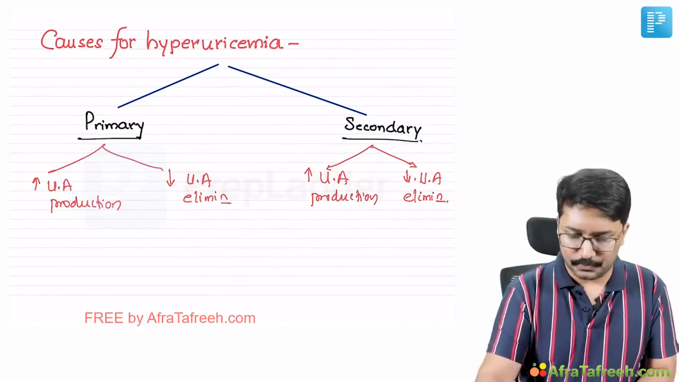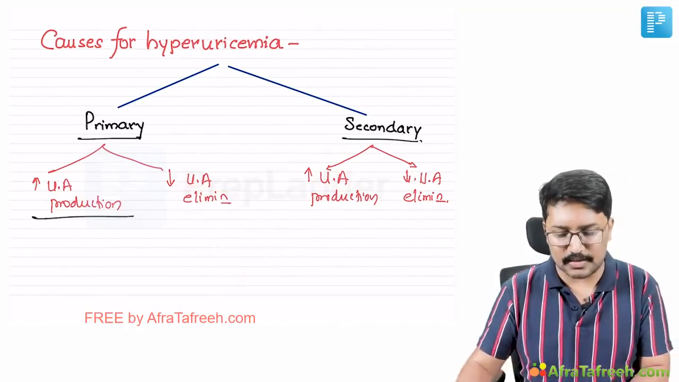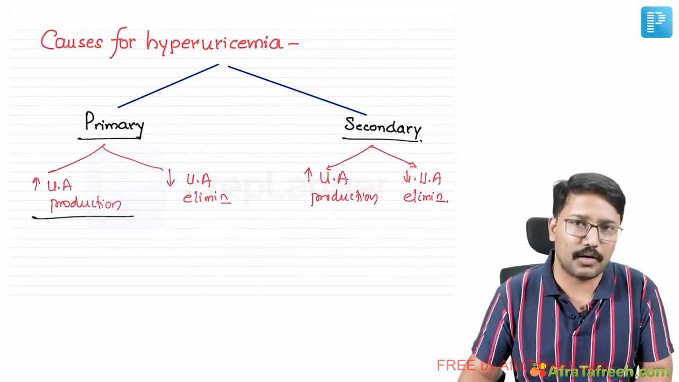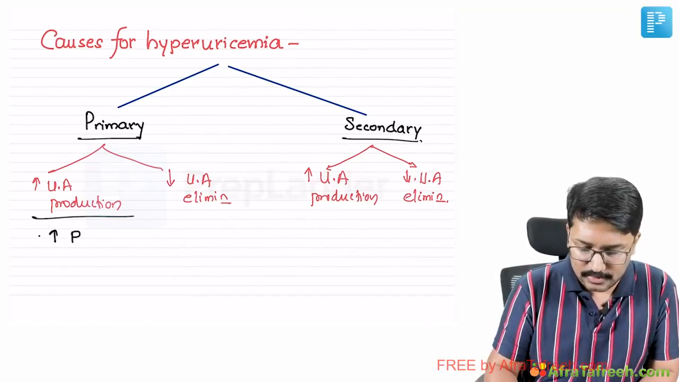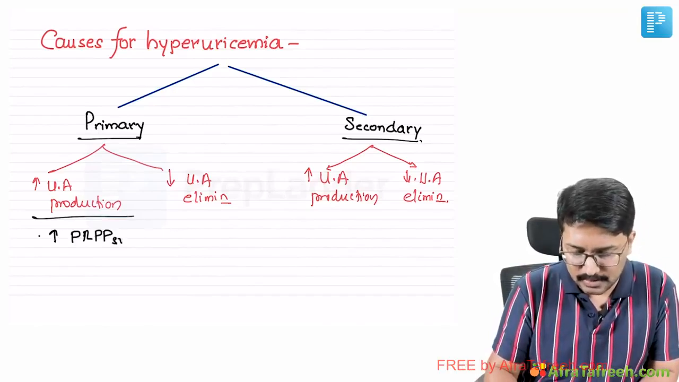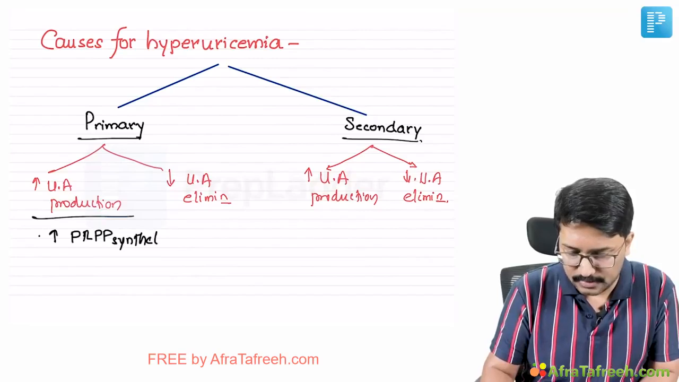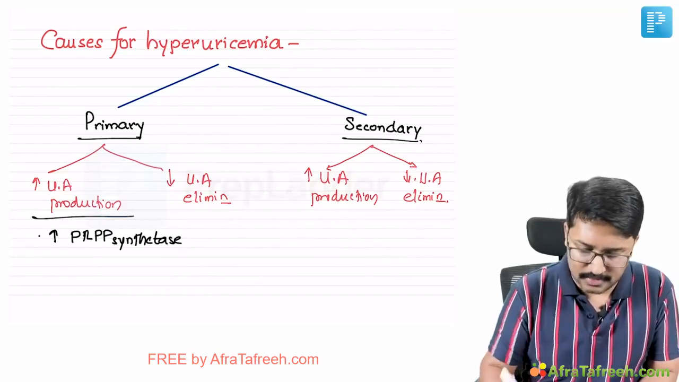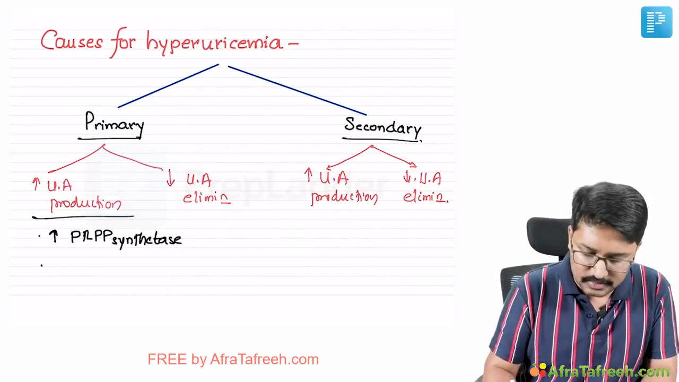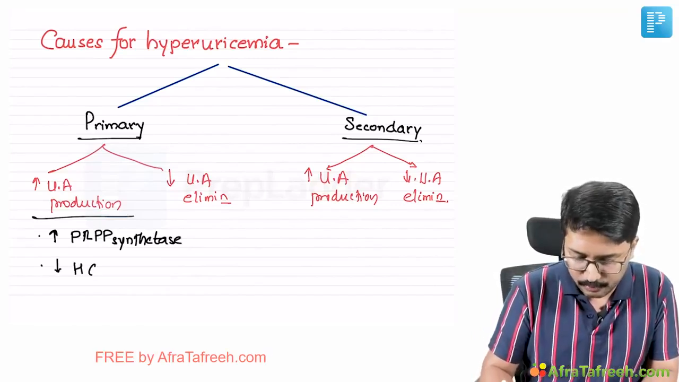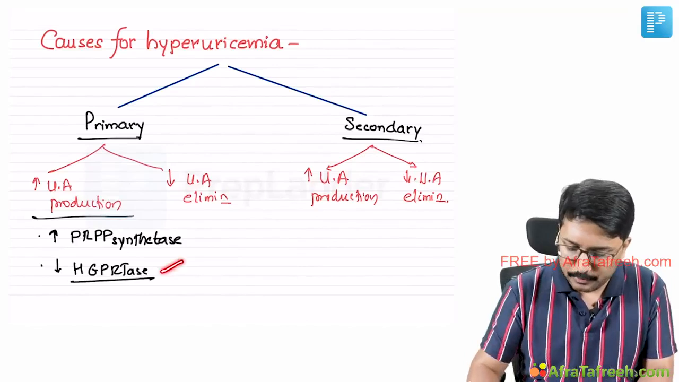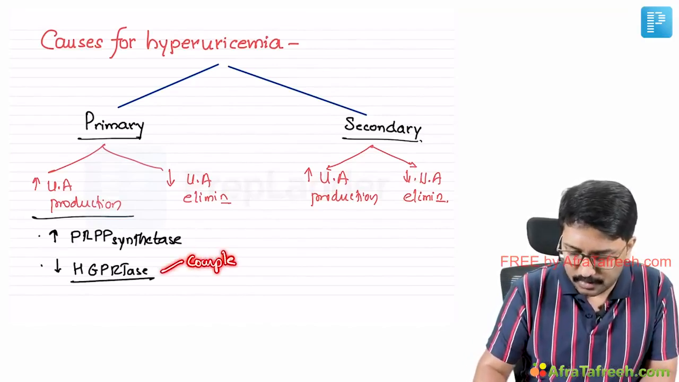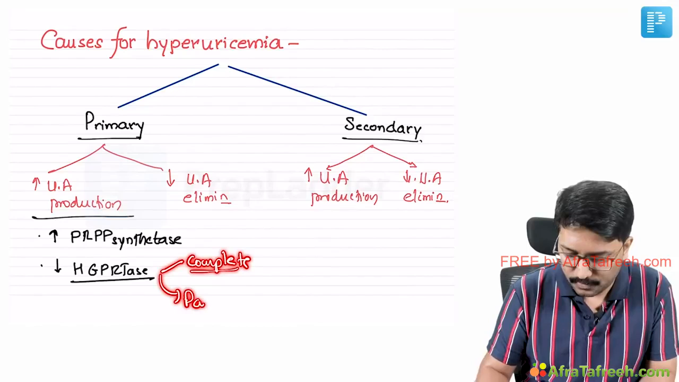Okay. So what are the important causes for increased uric acid production? Primary causes, we're talking about inborn errors of metabolism. So that means we have to talk about increased PRPP synthetase enzyme activity, right? That is one. The second thing we spoke about was decreased HGPRTase activity. Now, this decreased HGPRTase activity can be complete or it can be partial, right?